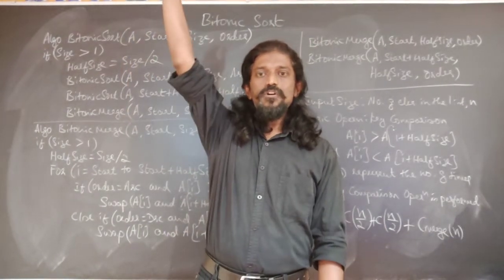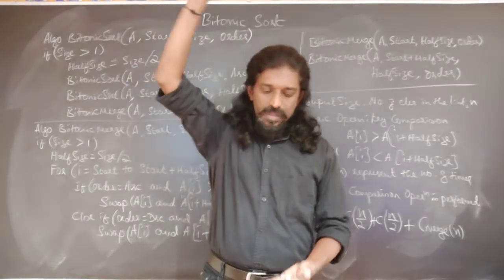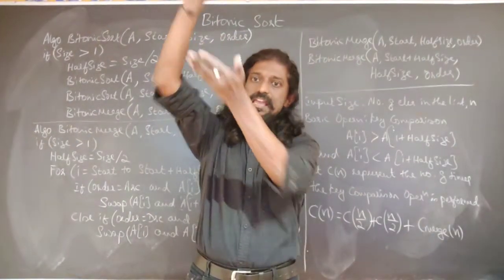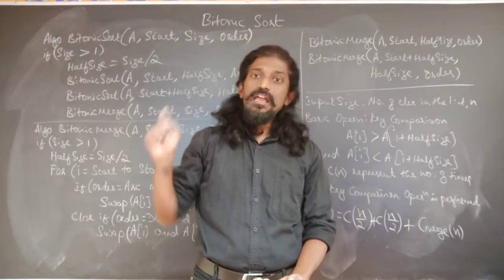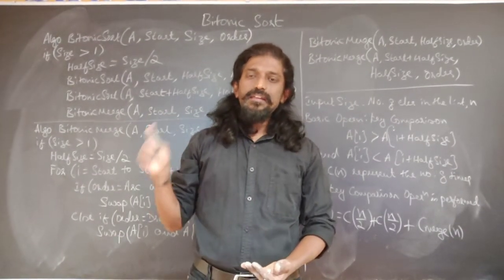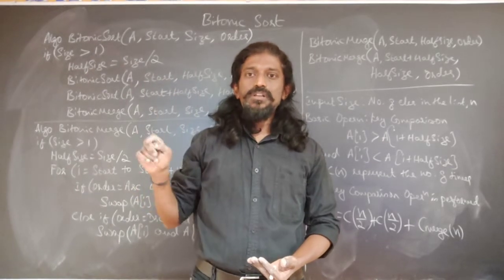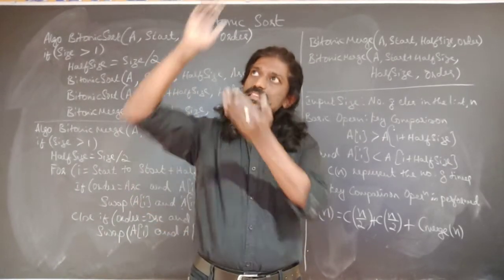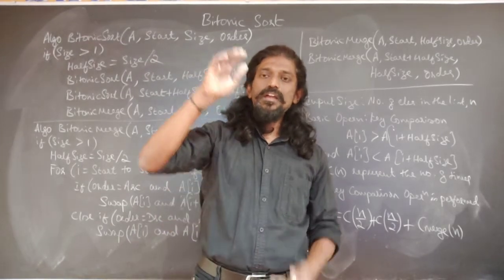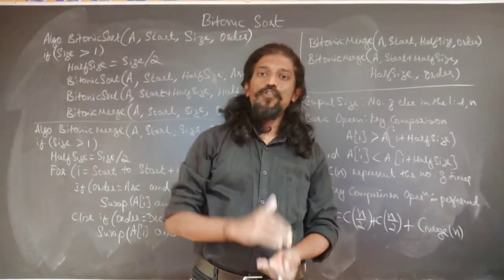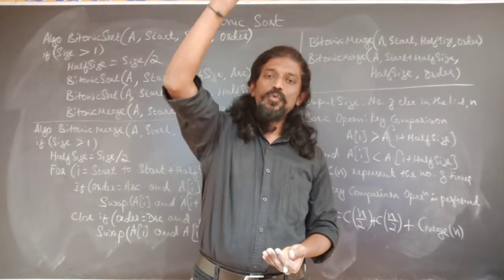Let us take elements of size 16. So 16 will have 2 subarrays of size 8 and 8. We will compare the corresponding elements. How many comparisons? 8 comparisons, that is n by 2 number of comparisons once we do. Then in these 8 elements we perform comparisons by dividing it into size 4, 4, then 4, 4 to 2, 2, then 1, 1.